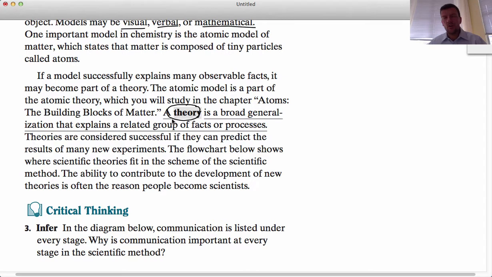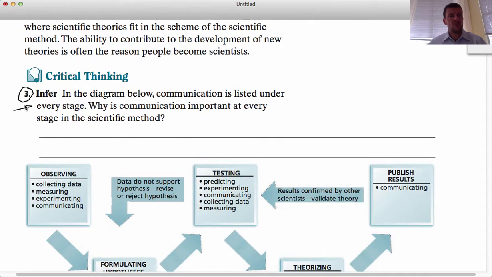If we go through all of this process and we're pretty sure that what we're seeing is a repeatable pattern, we could make a broad statement which might be defined as a theory. It's a broad generalization that explains related groups of facts or processes. That just means if after doing several, even hundreds of experiments, you feel like the same thing is happening over and over again, you could probably say this is going to happen all the time, and therefore come up with some theory that would be backed up by your data, your pattern, and your experiments. All right, answer question number 3 right here.